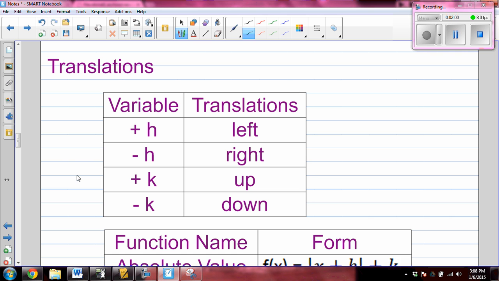If k is positive, you move it up. And if k is negative, you move the graph down. Yes, you do need to copy this table in your notes. Pause the video if necessary.